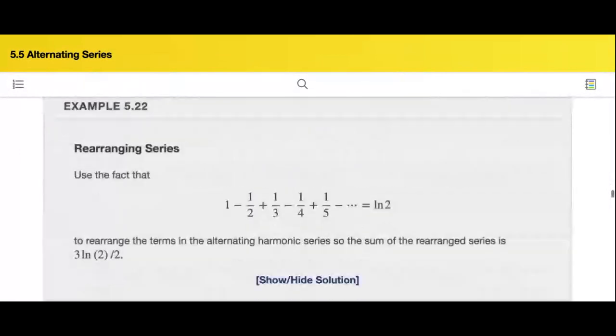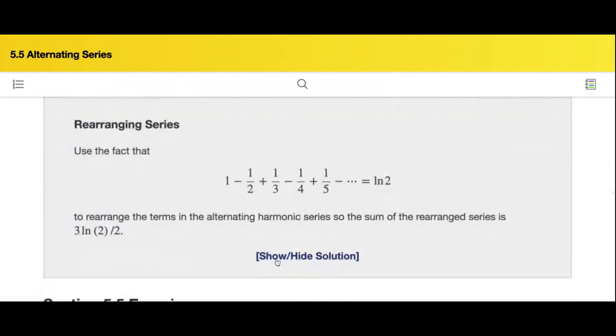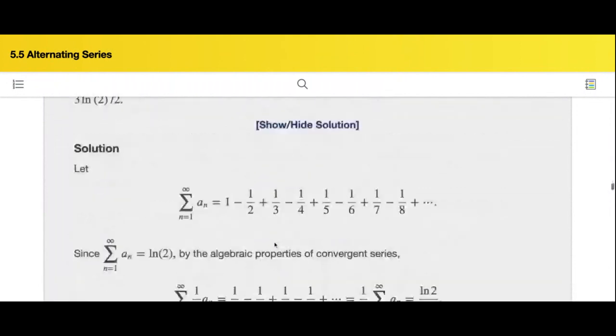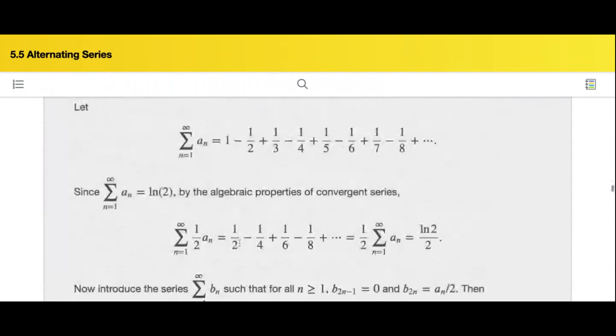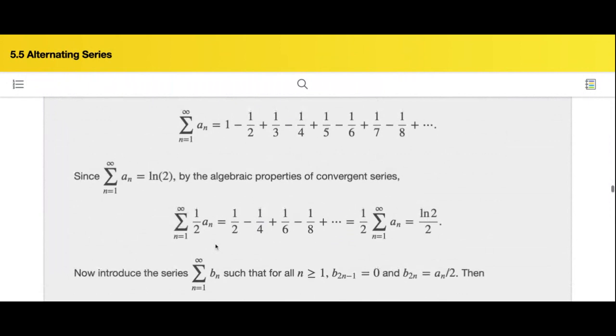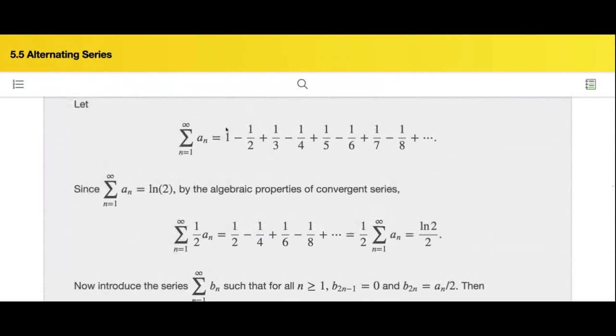Okay, let's go back to the alternating harmonic series again. This is to show that the series converges to ln 2. It says let's rearrange the terms. So let's do half of it. If we multiply by half, we get the first term to be half, the second term to be negative a quarter, then the third term is 1 over 6, and so on and so forth.